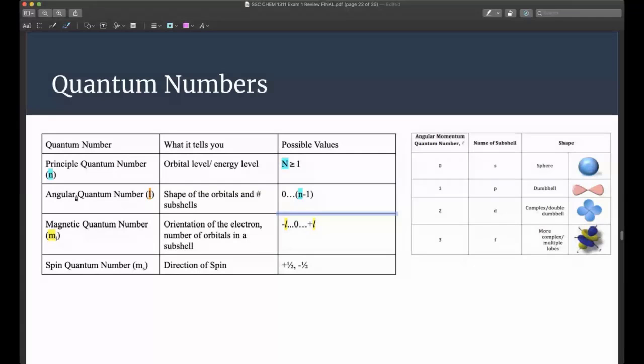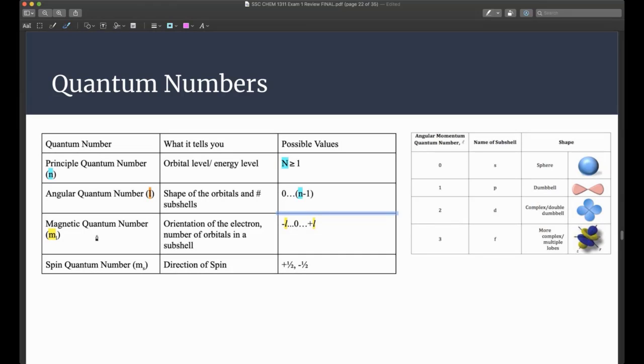And then we move on to our angular quantum number, which we denote by the letter L, and that tells us the shape of the orbitals and the number of subshells. If we move on to the right here, it's a little table showing the different types. It goes from 0 to 3, and the number L tells you what kind of subshell it is. If it's 0, then it's an s and the shape is a sphere. If it's 1, it's p and it's the shape of a dumbbell, and so forth. So 2 is d, 3 is f, and so forth.